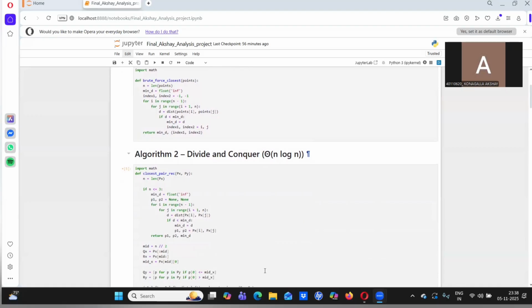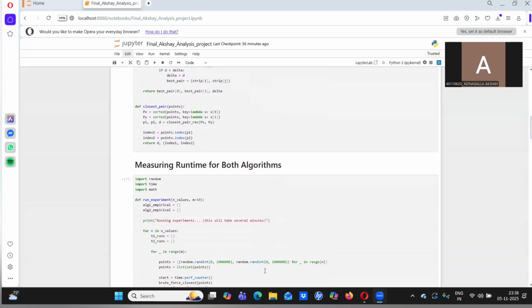The divide and conquer algorithm improves efficiency by sorting the points by coordinates, dividing them into halves, and solving each half recursively, checking only the points close to the dividing line. Its time complexity is n log n, which significantly reduced the runtime compared to the previous algorithm.